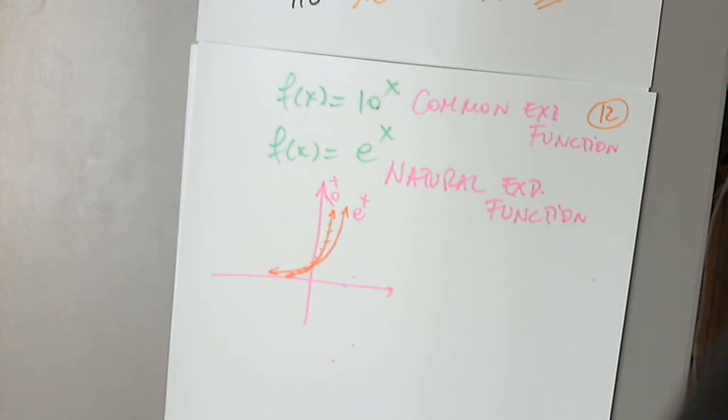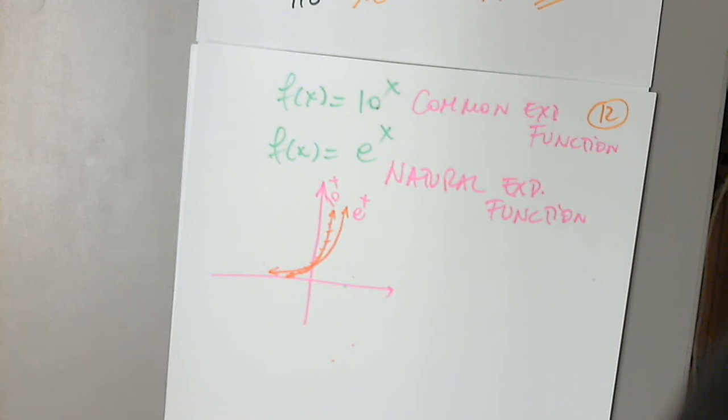And now let's graph both. 10 to the x will be the first one, and e to the x right here. And I also promised to show you what e is. So second and e, which is the division symbol, and press enter. And you'll see what it is. 2.71828, etc. Okay? So now let's go back and graph.